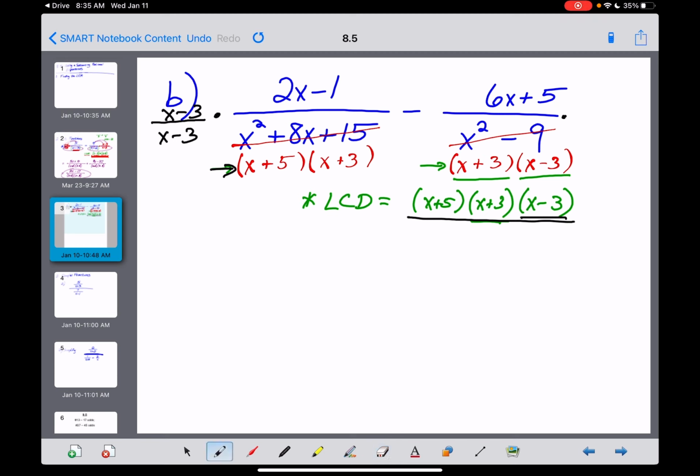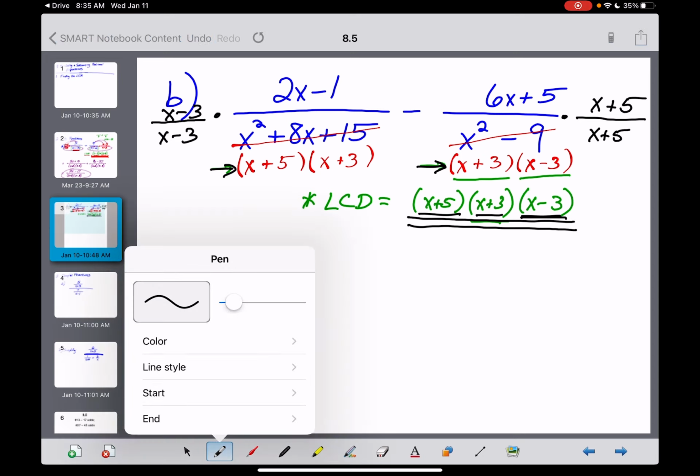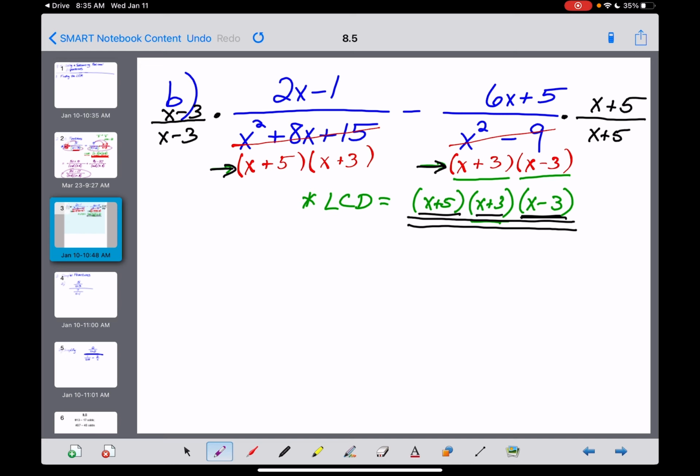Okay, the second fraction. Let's take a look at its denominator, which is right here. What's the only thing missing there in comparison to the LCD? Well, we already have the x plus 3 and the x minus 3. We're missing the x plus 5. So the x plus 5 is going to go on the bottom, and then, of course, on the top here as well.